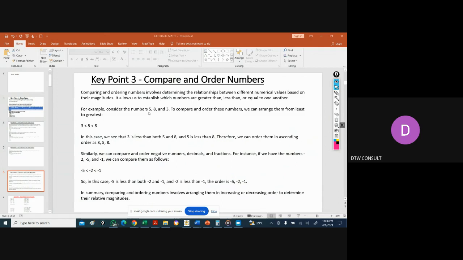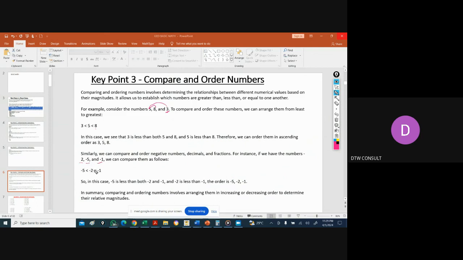For example, if you consider these numbers, 5, 8, and 3, to compare and order these numbers, we can arrange them from the least to greatest. From these numbers, which is the least? Definitely 3 is the least. Immediately after 3 is 5, then 8. Okay, so 3 is less than 5, and 5 is less than 8. You do see some simple questions like this in the GED non-calculator section, asking which is greater than which. Okay, and sometimes you do see negative numbers. All right, so similarly, we can compare and order negative numbers, decimals, and fractions. For instance, if we have the numbers 2, negative 5, negative 1, how do you compare? Which is greater? Can you tell me?